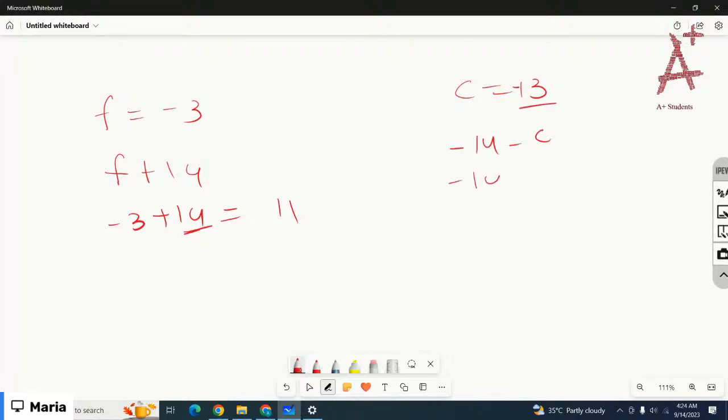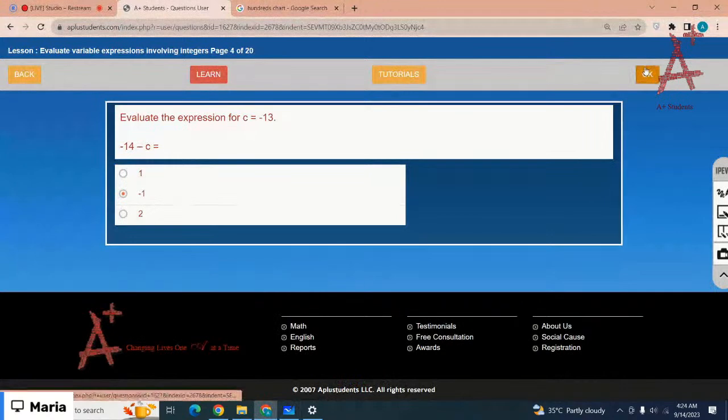Just replace the c with the value: -14 minus -13. So you're subtracting a negative number, and subtracting a negative number is the same as adding. So it would be -14 plus 13, right? So -14 plus 13 equals, you have to subtract them. And 14 is greater and it has a negative sign, so the answer must be negative, and it would be -1, right? -1 it is.